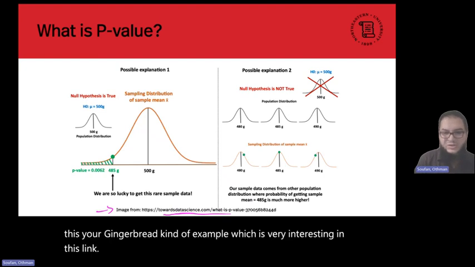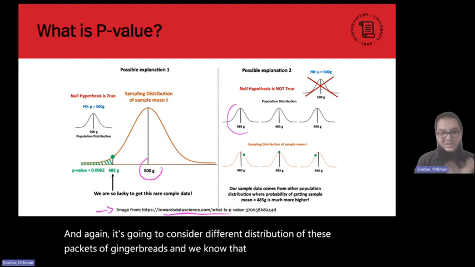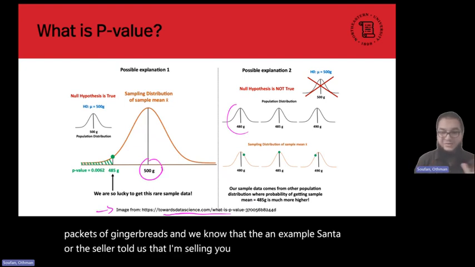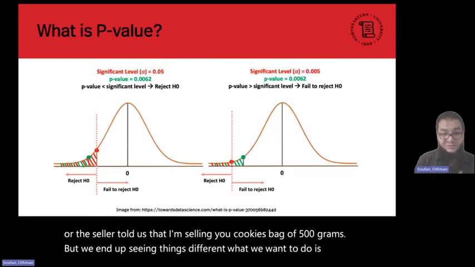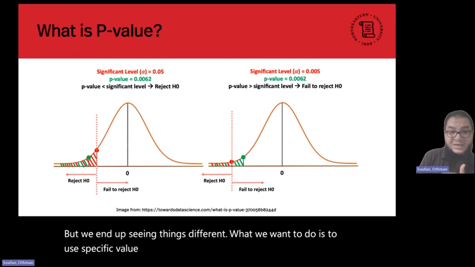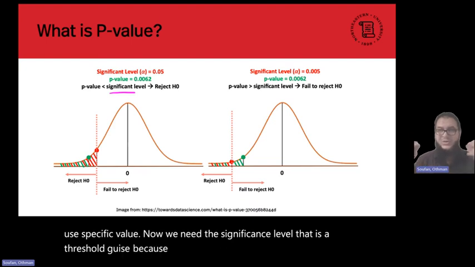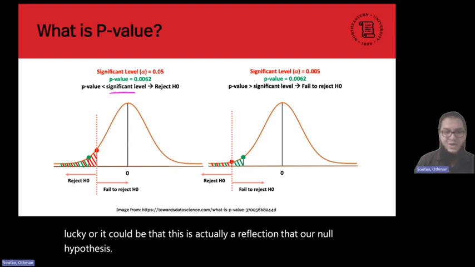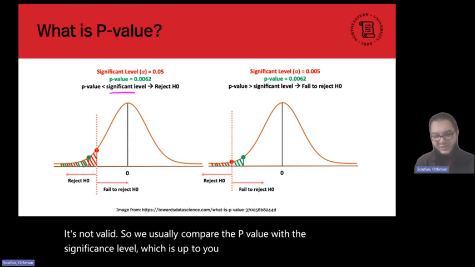And again, it's going to consider different distributions of these packets of gingerbread. And we know, for example, that Santa or the seller told us that I'm selling you a cookies bag of 500 grams, but we end up seeing things different. What we want to do is to use the p-value. Now, we need the significance level. That is a threshold, guys, because as I told you, it could be that we were lucky, or it could be that this is actually a reflection that our null hypothesis is not valid. So we usually compare the p-value with the significance level, which is up to you to decide.